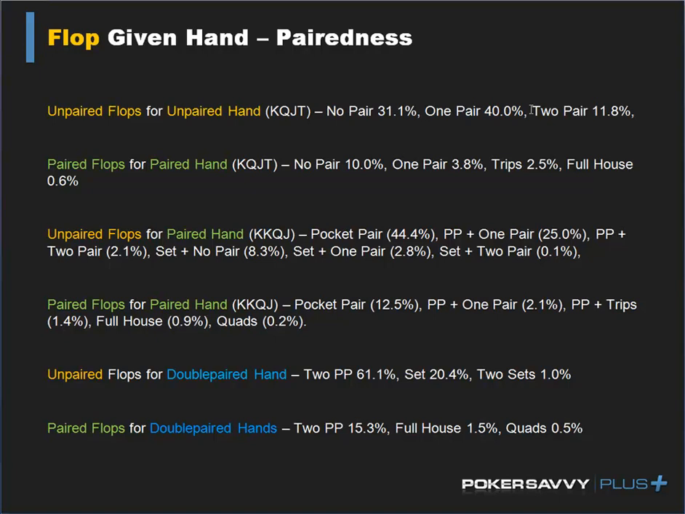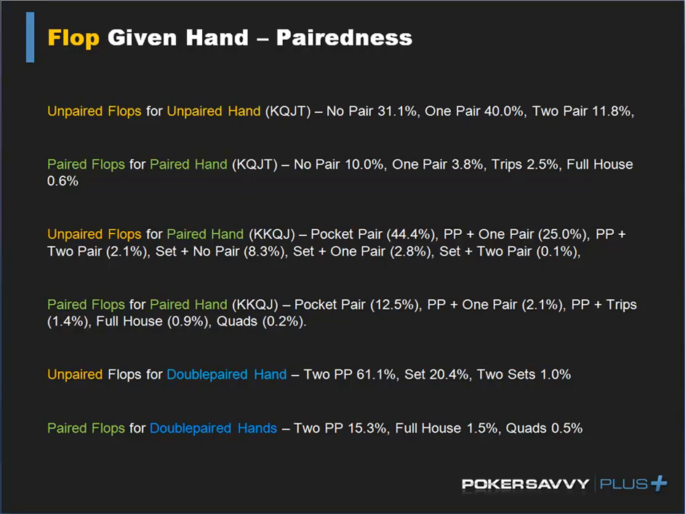And then you also see the same data for paired flops. About 10% of the time they're going to flop a paired flop with no pair. About 4% of the time you're going to pair the unpaired card. 2.5% of the time you flop trips, and then you're going to flop the full house, like the king, king, queen boards and so on, just under 1% of the time.